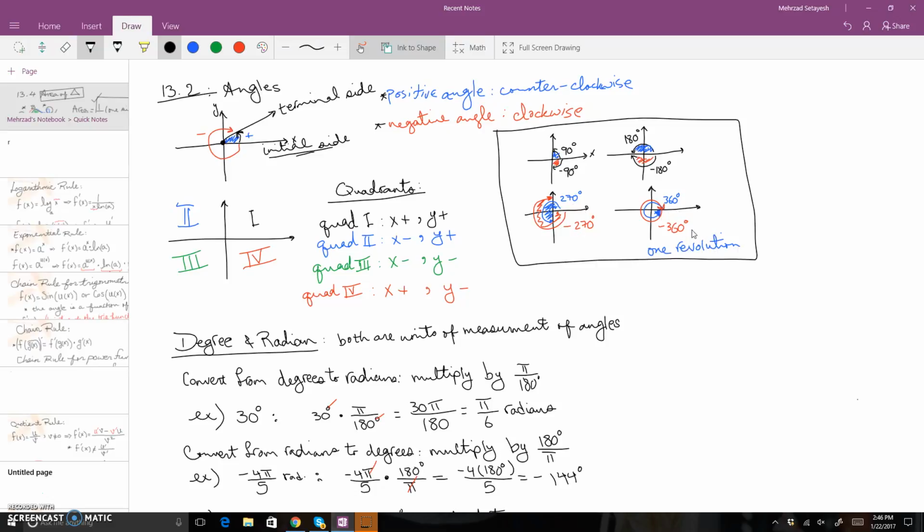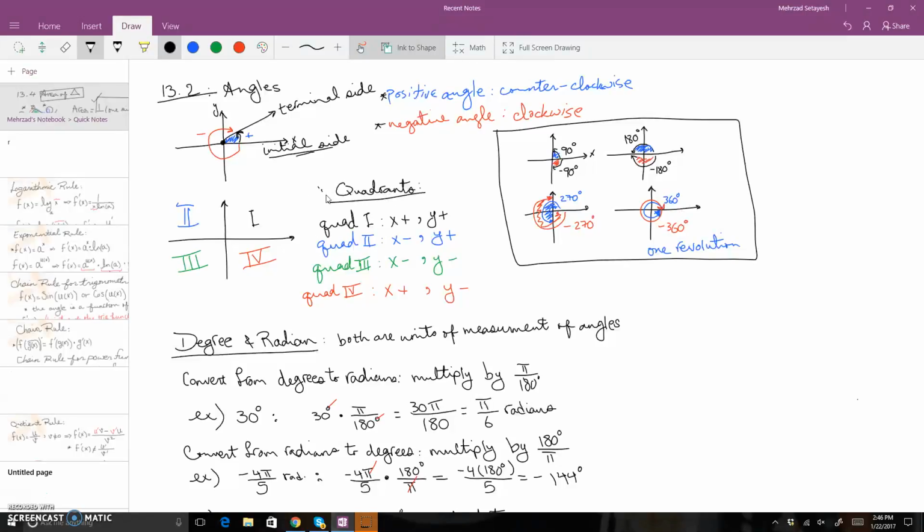And one revolution, which is the entire thing. So the initial and terminal side of this angle are the same. We start from the positive side of the x-axis, we go one full revolution, and then the terminal side is exactly at the same place. So we have positive 360 degrees if we go counterclockwise, and we have negative 360 degrees if we move clockwise.